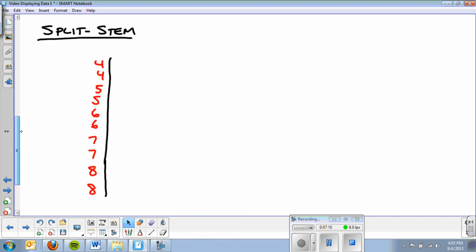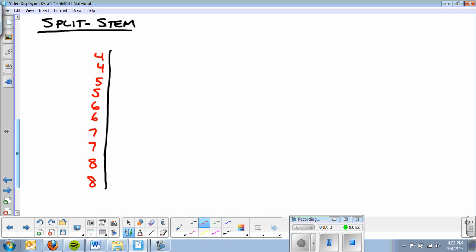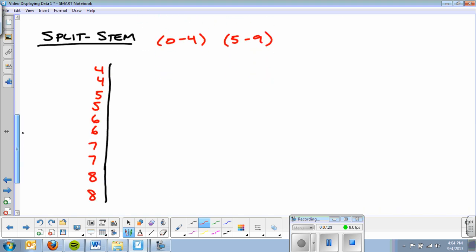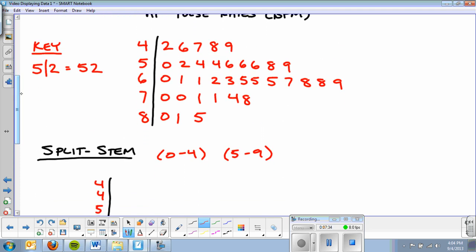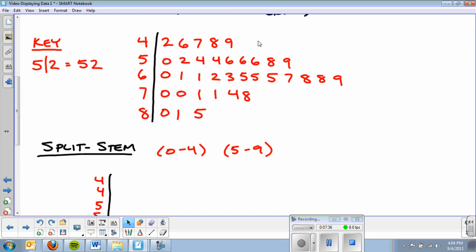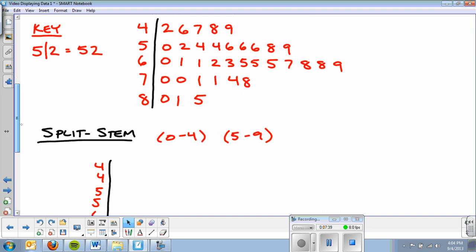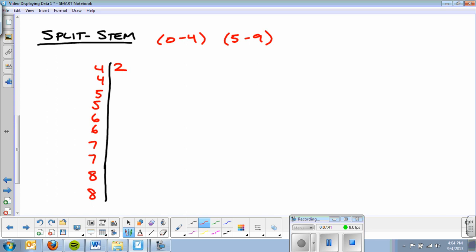And then the digits are split into 0 to 4 and 5 to 9. So I'm recreating the same data, it's just going to be split a little bit. For the 40s, 2 will go in the first one, and 6, 7, 8, 9 will go in the second.